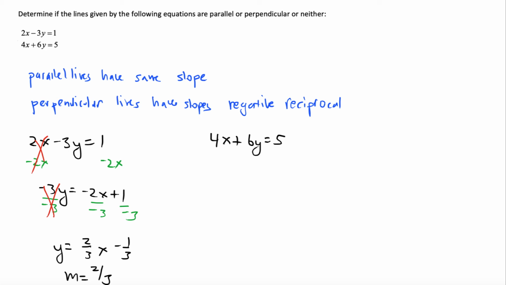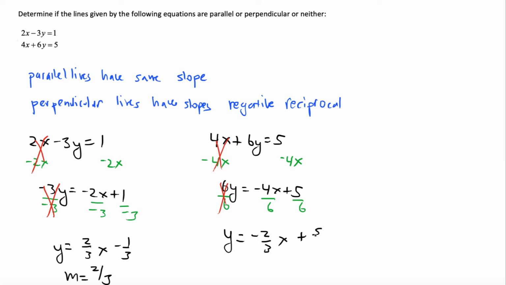The first thing we should do here is subtract the 4x from both sides. Remember, we're trying to solve this for y. We want to get the y by itself. So we end up with 6y equals negative 4x plus 5. Then we're going to divide everything by 6. That cancels out the 6's here, since 6 divided by 6 is equal to 1. So we get y equals negative 4 over 6 x plus 5 over 6, and we can certainly reduce that to negative 2 over 3 x plus 5 over 6.